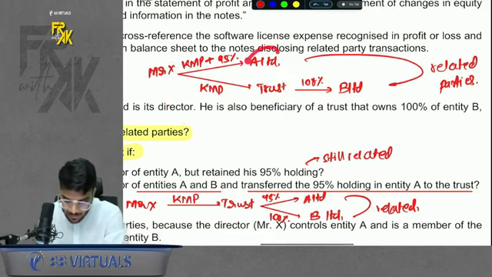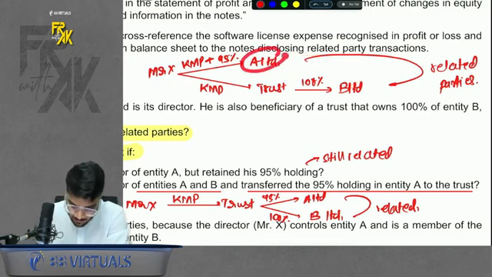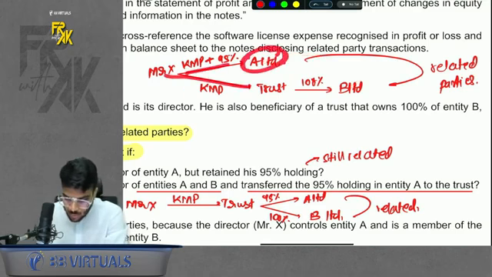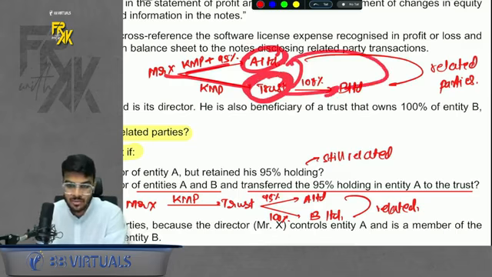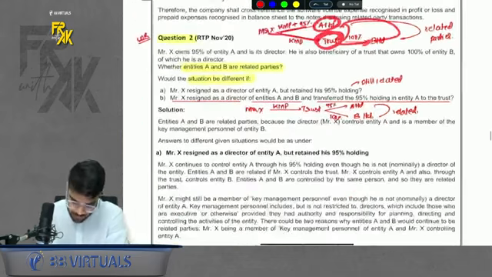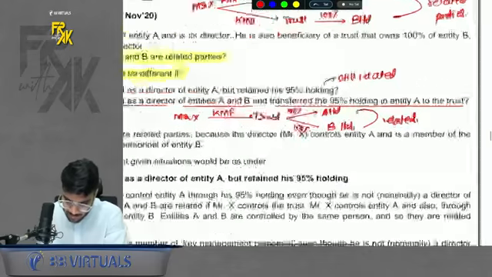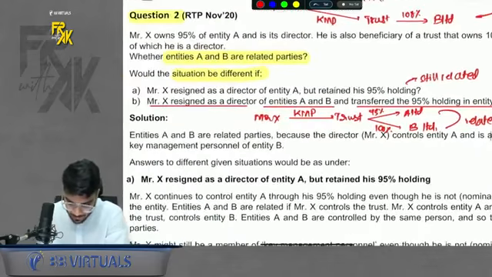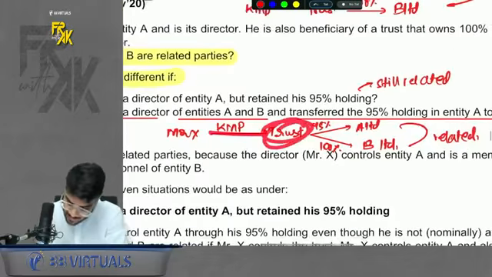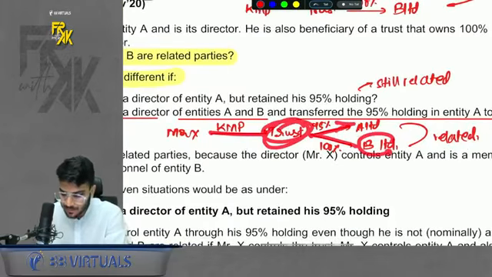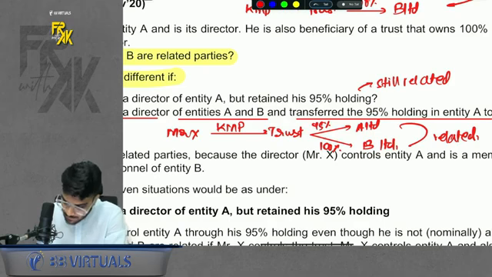Now they're asking whether A and B are related. Yes. See, one side control, one side KMP works now. So A and trust are related. So the company also includes subsidiaries. So A and B are also related. So first part is simple, second part is simple. The third part is critical. Third part says X is only a KMP in trust. Now this trust has 95% in A and 100% in B. Now whether A and B are related.